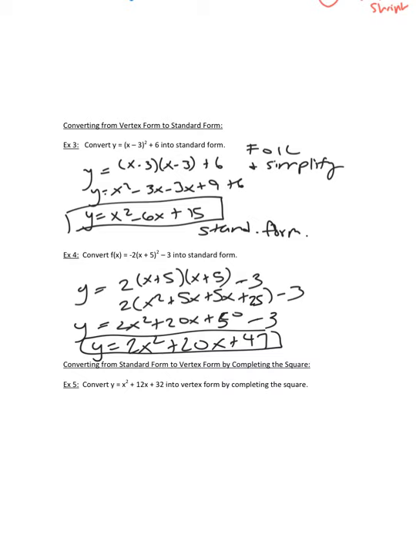Okay? Now, the harder thing to do is to convert from standard form to vertex form, and to do it by completing the square. This is pretty much completing the square like you did in our last unit, but you're doing it in a slightly different way because you're not solving the equation.